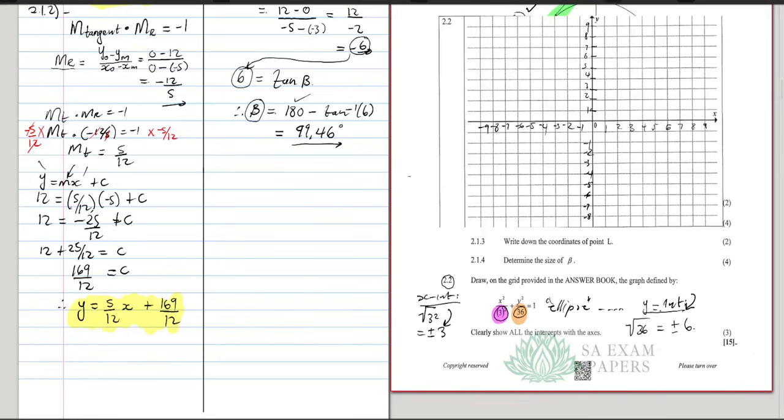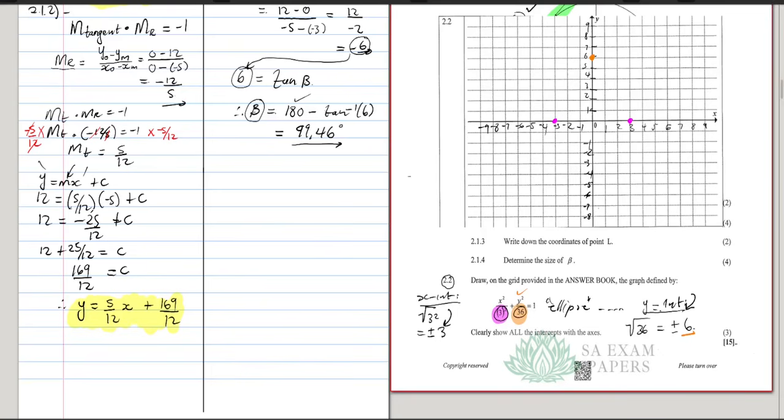Then we plot the plus or minus 3. This is negative 3. This is plus 3. And then we have the orange, which represents the y-intercept. So that's 6, positive 6.